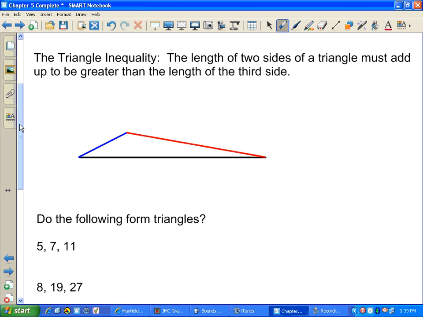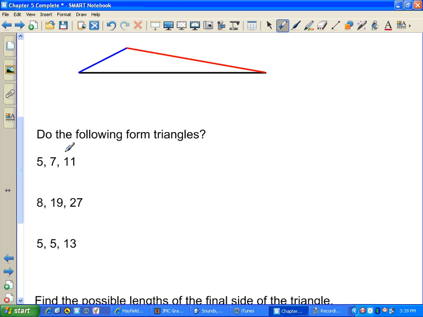So I'll show you what I mean by that down here. Here, it'd be silly for me to add up 7 and 11 and see if that's bigger than 5, because both of these alone are bigger than 5. So added together, they'll definitely be bigger than 5. The one I have to worry about is, are these two shorter sides going to add up to be bigger than the long side? Well, 5 plus 7 is 12, and that is bigger than 11. So yes, this would definitely form a triangle.